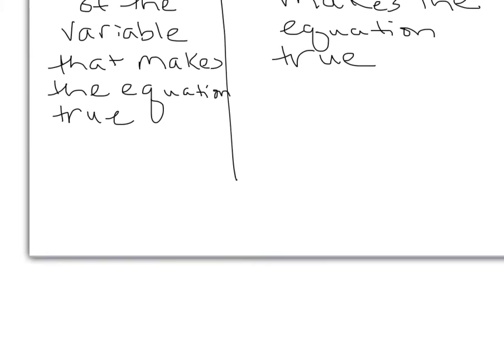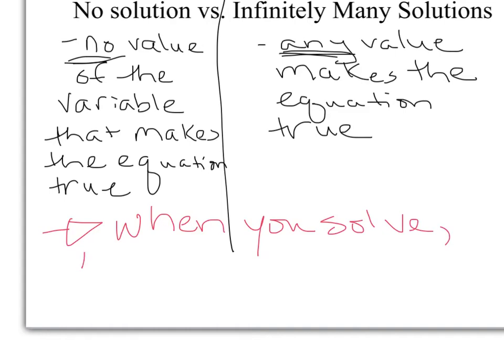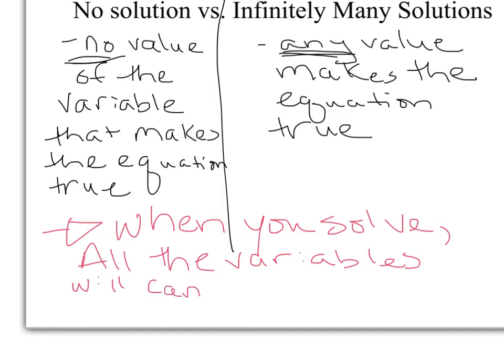So when you look at no solution, infinitely many solutions, what's going to happen, and the way you're going to know it is when you solve, all of the variables will cancel out. Okay, so I'll give you some examples of this in the next slide.